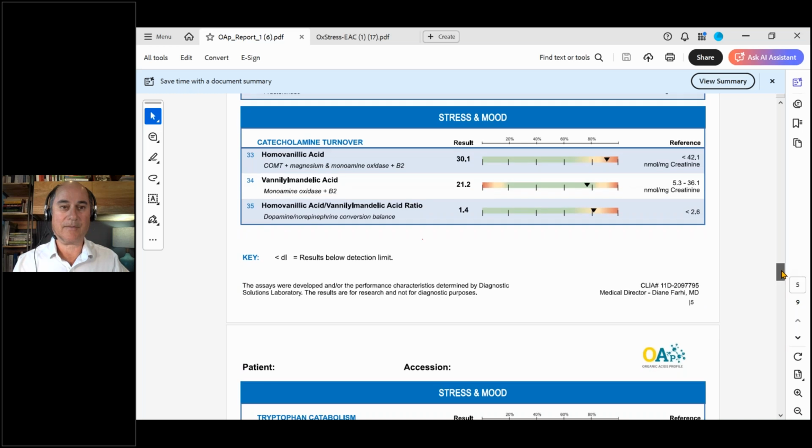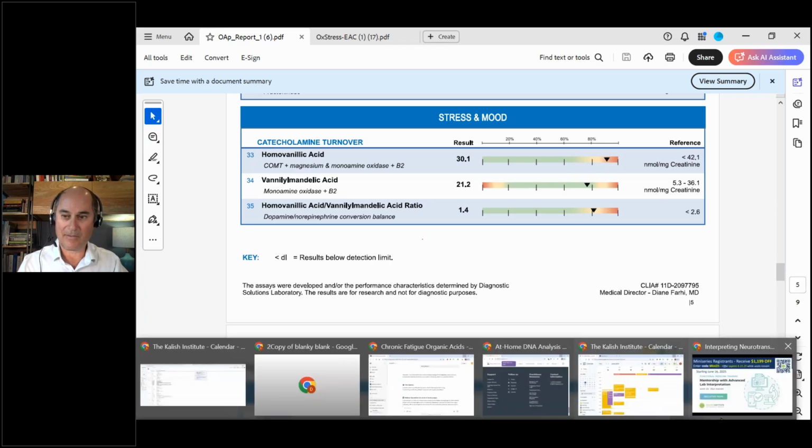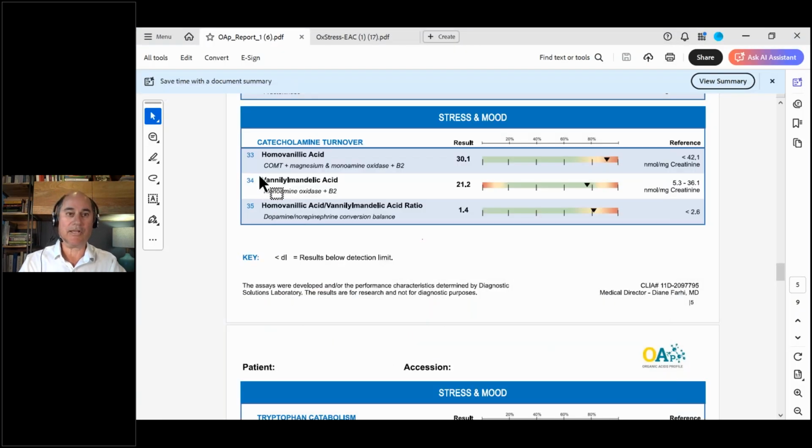Okay, here we go. So we just looked at this. Some labs use the term homovanillate, some use homovanillic acid. They're the same thing. Some labs might say vanillomandelate, and some labs will say vanillomandelic acid. They're the same thing. So here you can see vanillomandelic acid, that's the same thing as vanillomandelate, and homovanillic acid, which is homovanillate. So this is high, homovanillate is high. That's the urinary metabolite for dopamine. So right away, just by looking at that, you know there's a dopamine problem.